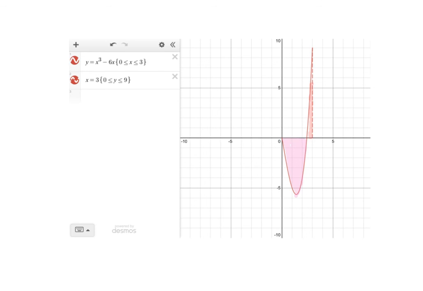So notice this pink area below the x-axis is much larger than this reddish area above the x-axis. The area below the x-axis actually counts as negative. And so what we have is a large negative number plus a small positive number, and that's why the total area ends up being just -9/2. In other words, it ends up being a negative number.